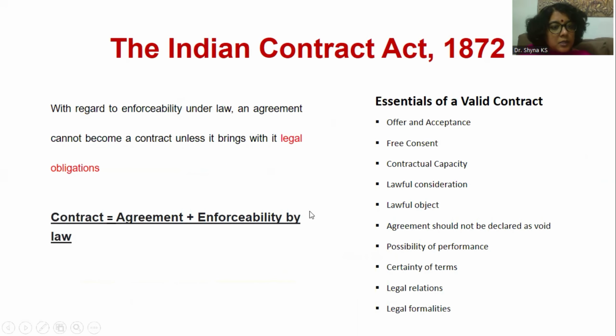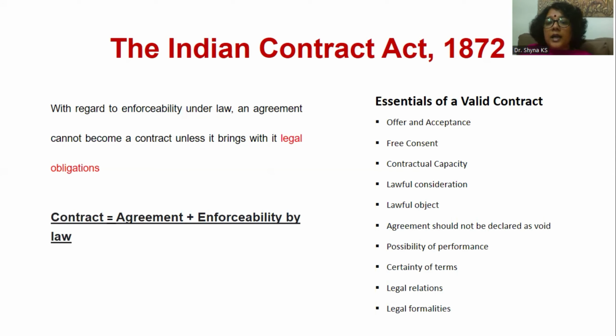Now we'll move to the next slide. What is written here? It is about legal enforceability. An agreement cannot become a contract unless it brings with it legal obligations. Both the parties will have a liability to perform that particular act which is mentioned in the agreement. Otherwise, all the parties will be liable in front of the legal system. They have legal obligations or liability. So we can conclude that a contract is an agreement plus enforceability by the law. Contract equals agreement plus enforceability by the law.